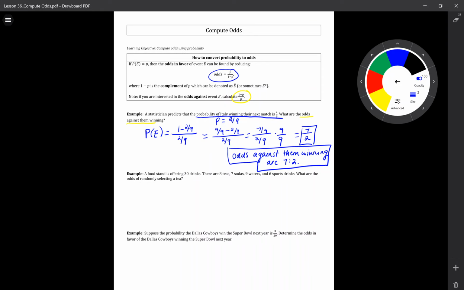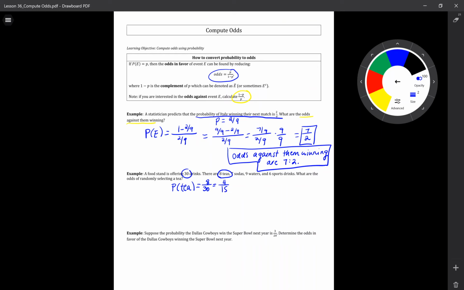All right, next, a food stand is offering 30 drinks. There are 8 teas, 7 sodas, 9 waters, and 6 sports drinks. What are the odds of randomly selecting a tea? So I have 30 drinks and there are 8 teas. So the probability of selecting a tea is 8 out of 30, or 4 out of 15. So this is the probability of randomly selecting a tea, but I want the odds.